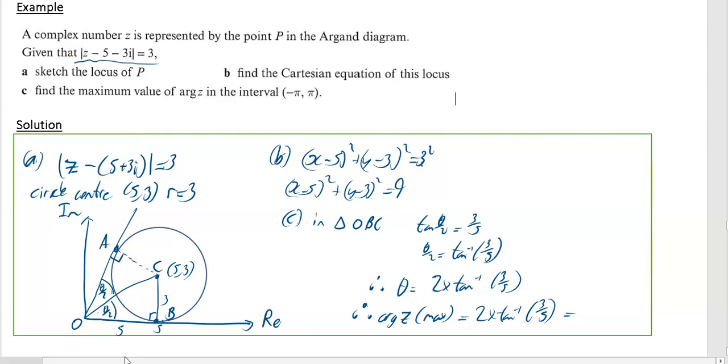So calculator into radians mode, and then we'll just do 2 times tan to the minus 1, 3 over 5, press equals, and I have got 1.08 radians to 2 decimal places, and that's it.